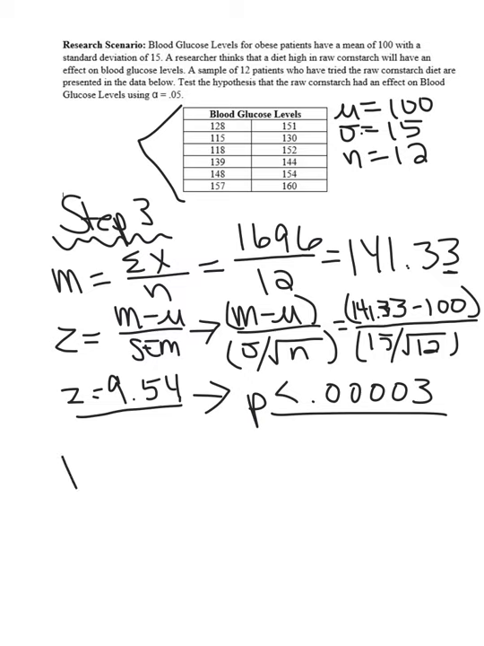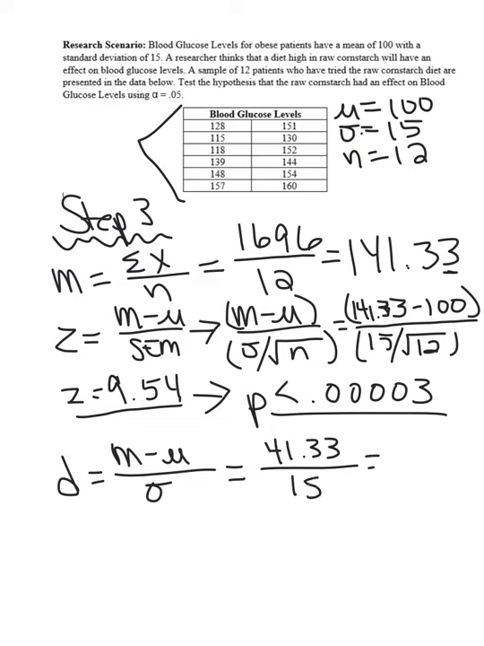Now we want to calculate our Cohen's d to determine how many standard deviations the high cornstarch diet actually affected the blood glucose levels. So the equation is the sample mean minus mu, the population mean, divided by the population standard deviation. You basically already know this equation. So we have 141.33 minus 100. We know the difference between those is 41.33, divided by 15.